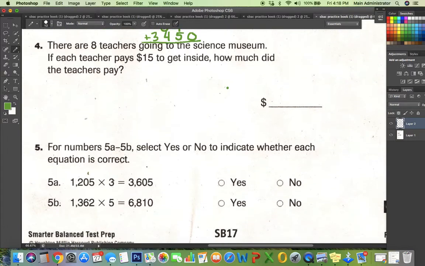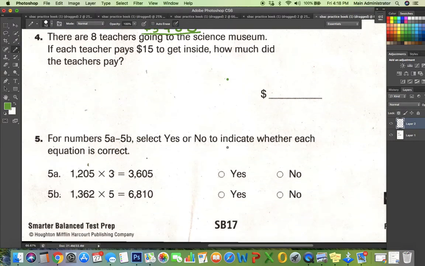And for number 4, it says there are 8 teachers going to the Science Museum. If each teacher pays $15 to get inside, how much did the teachers pay? So 1 teacher equals $15. If I've got 8 teachers, this is a multiplication problem, and I'm going to multiply. 8 times 5 is 40. 8 times 1 is 8, plus 4 is 12. So it looks like they spent $120.